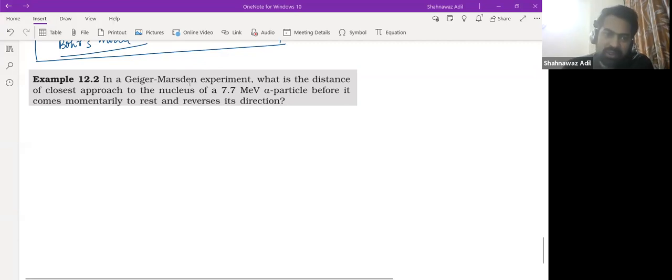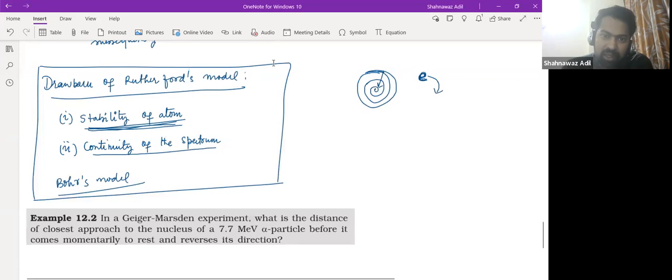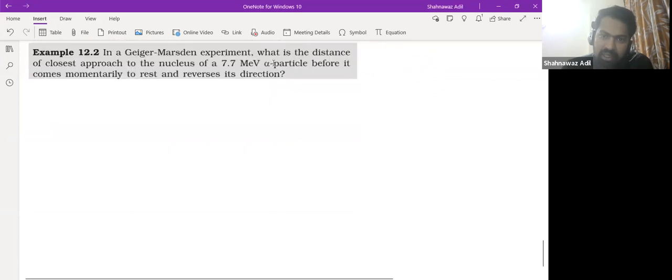Find the distance of closest approach to the nucleus of a 7.7 mega electron volt alpha particle before it comes momentarily to rest and reverses its direction. So we have to find out the distance of closest approach. We know what happens in the distance of closest approach.